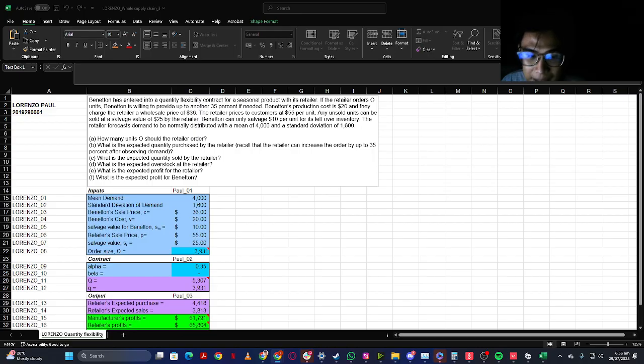All right, so case background, quantity flexibility contract. Benetton has entered into a quantity flexibility contract for a seasonal product with its retailer.